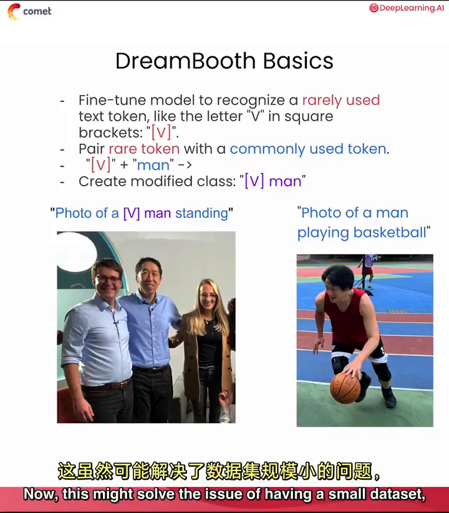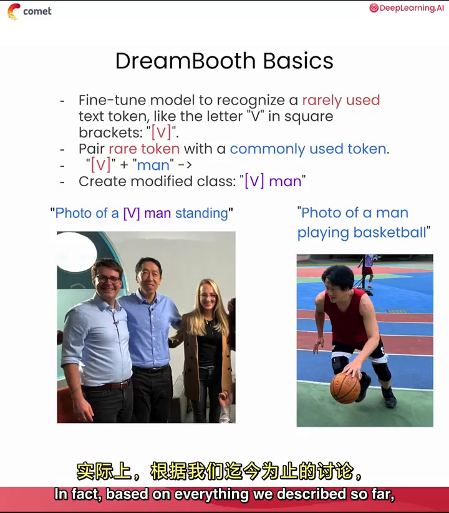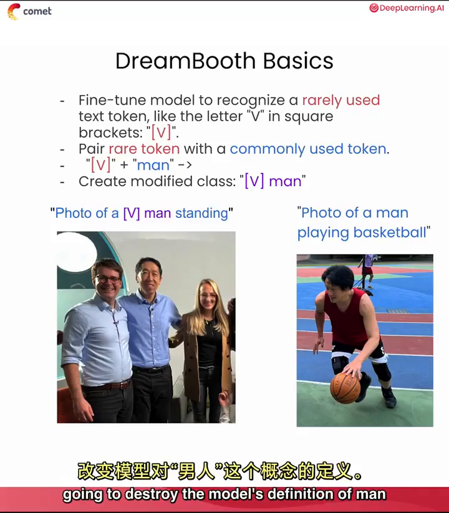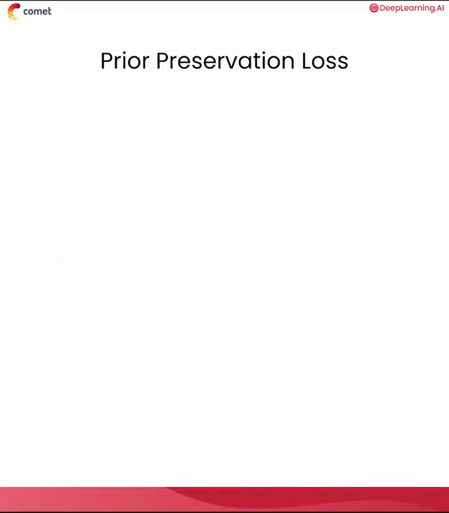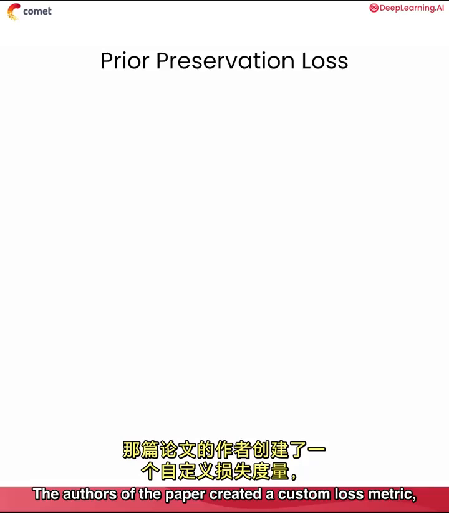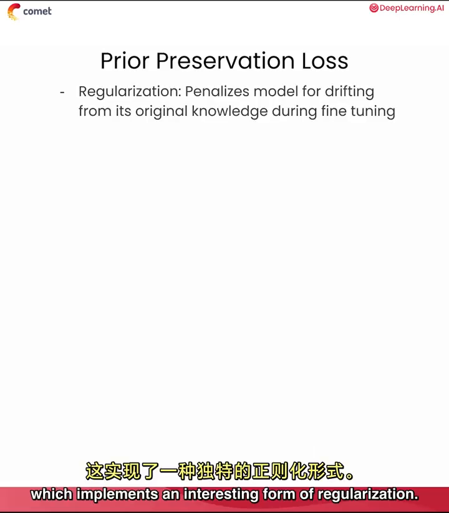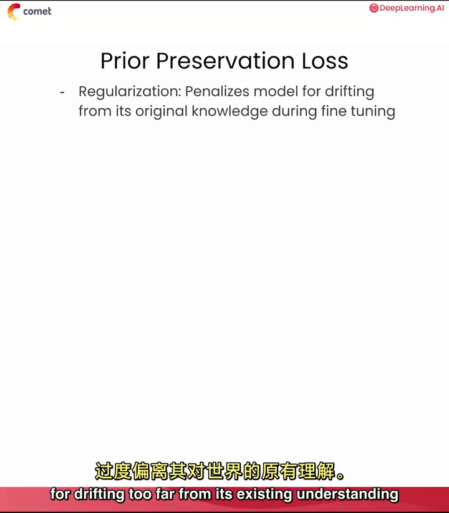Now, this might solve the issue of having a small dataset, but it does not solve the language drift issue we discussed earlier. In fact, based on everything we described so far, it might seem to you like we're almost certainly going to destroy the model's definition of man in the training process. Dream Booth addresses this problem in a really clever way. The authors of the paper created a custom loss metric, which they call prior preservation loss, which implements an interesting form of regularization. Prior preservation penalizes the model for drifting too far from its existing understanding of the world.